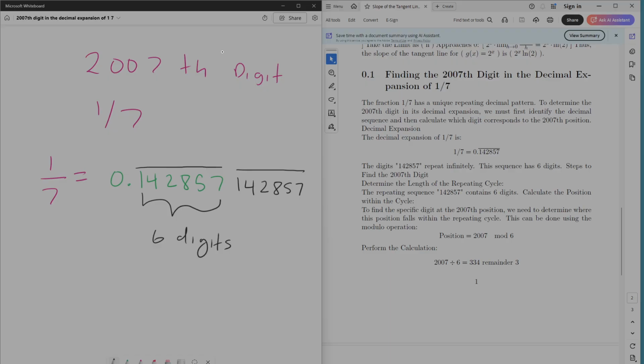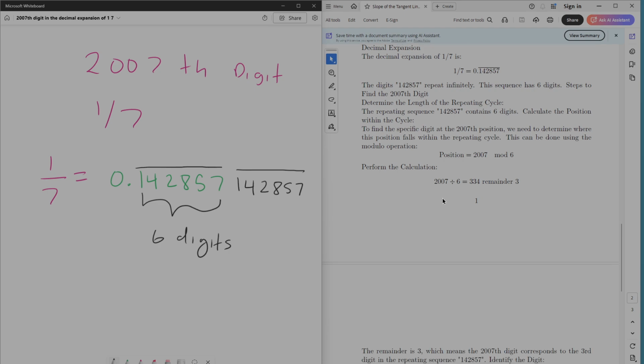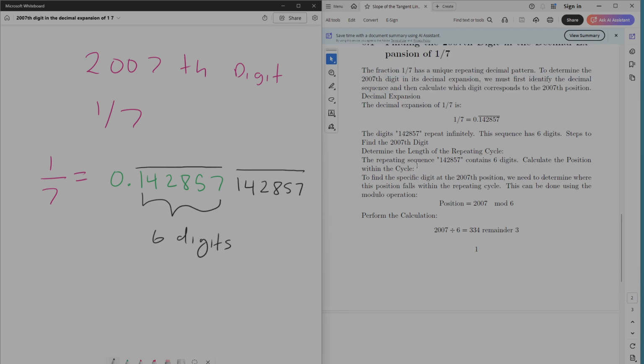Now we need to determine the position within the cycle of 2007. This can be done using the modulo operation. As you can see, position equals 2007 modulo 6. The way you perform the calculation modulo 6 is by doing a division. You divide 2007 by 6, and you get 334, and a remainder of 3.